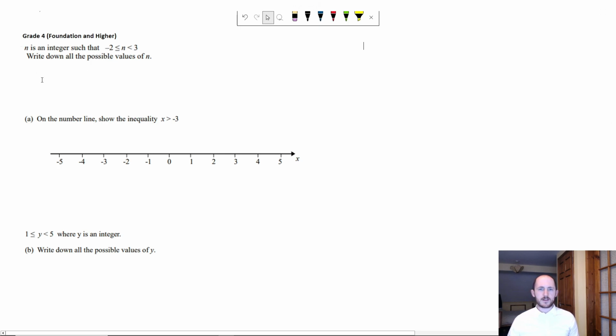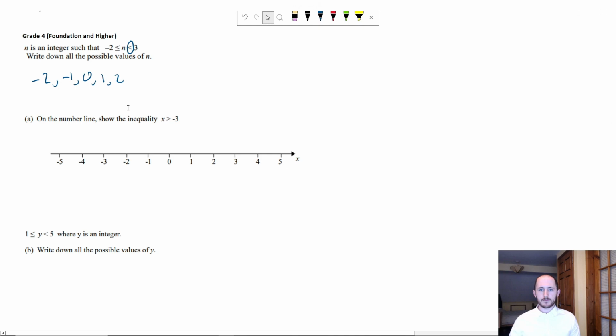For example, start with grade 4, so this is foundation and higher tier. n is an integer such that -2 ≤ n < 3. Write down all the possible values. Well, it says less than, but this underline means equal to as well. So it can equal -2. Then it can be -1, 0, 1, 2. Now this sign means it's less than 3, but it's not equal to, which means we can't write the number 3.